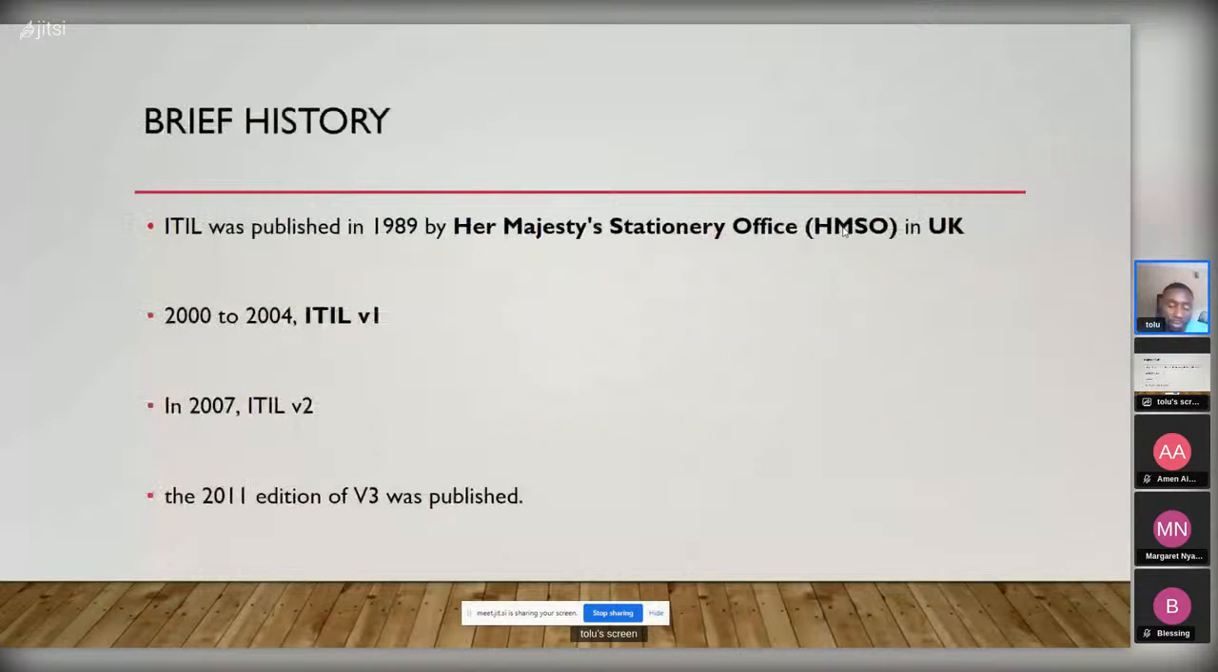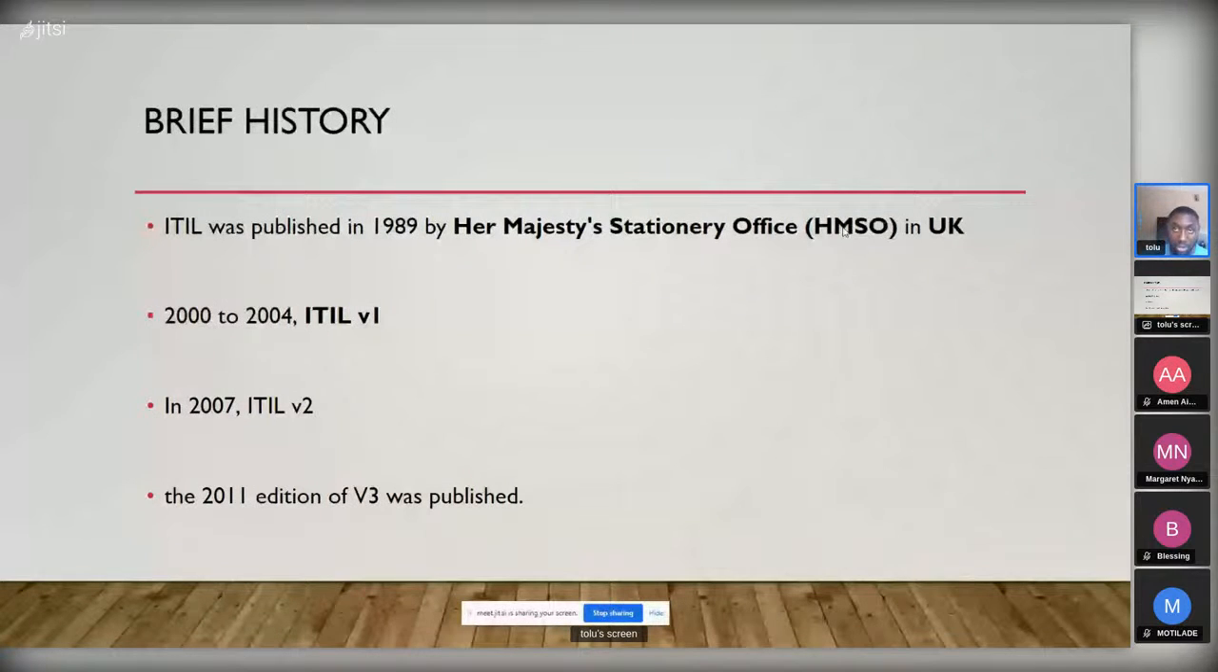Brief history. ITIL was published in 1989 by Her Majesty's Stationery Office in the UK, and ITIL version 1 came out between 2000 and 2004. It was updated in 2007, where we have ITIL 2, and in 2011 we have version 3. I think now we have version 4 or 5. Yeah, it's already as high as 5. I will open the internet after this to check for the latest version so that it can be updated.